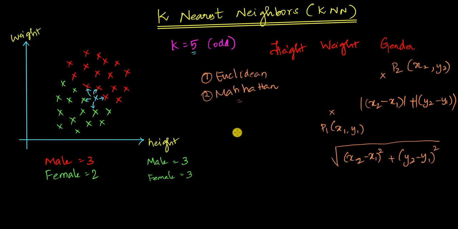And there is another question that you can ask, which is how to find the k value. So you said that the k value can be an odd number, but what is the value? It can be 5 or 7 or 9, or what is the optimal value that we can choose? The answer to that question is, it depends completely on your data set.